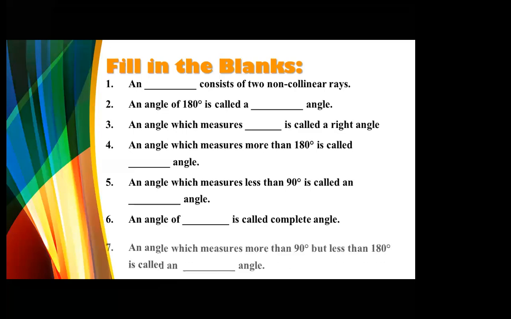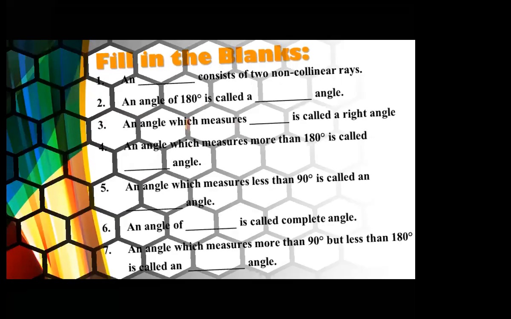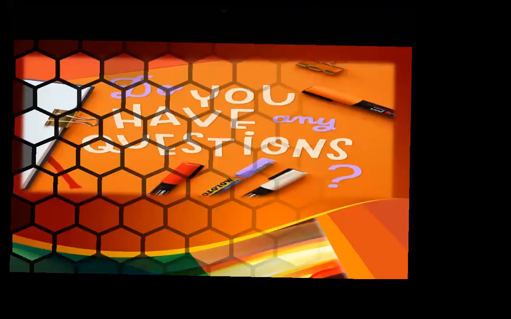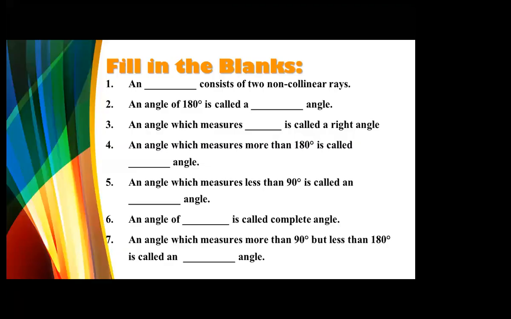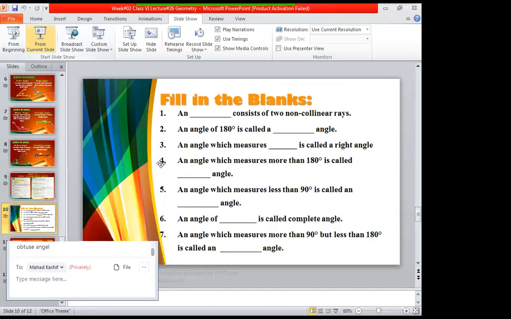Okay, now the last one. An angle which measures more than 90 degree but less than 180 degree is called an dash angle. Very good, Hibal. Very good. Okay, one minute. Now you are giving a right answer. The correct answer is obtuse angle.